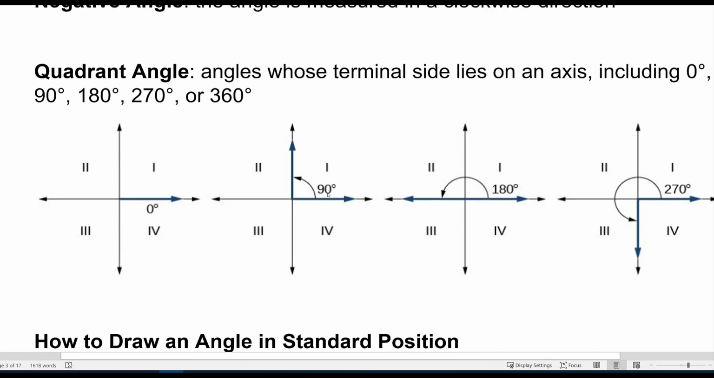Okay, quadrantal angles. These are angles whose terminal side lies on an axis, including 0 degrees, 90 degrees, 180, 270, 360. So you see here's 0 degrees, here's 90 degrees, here's 180, and here's 270.